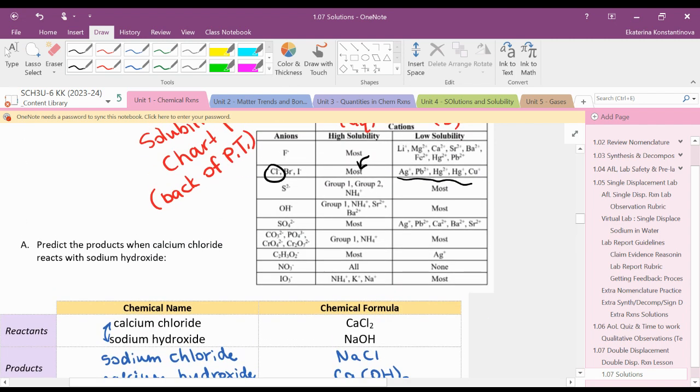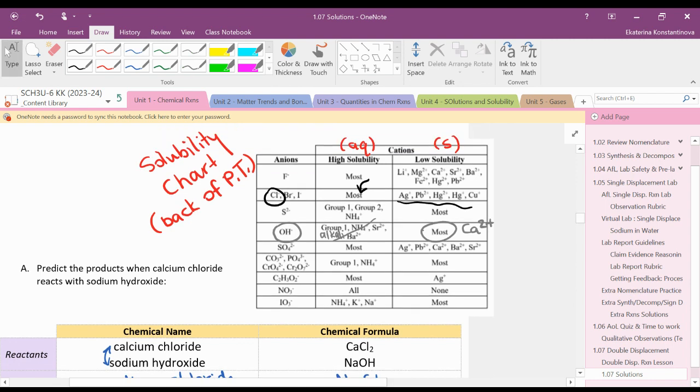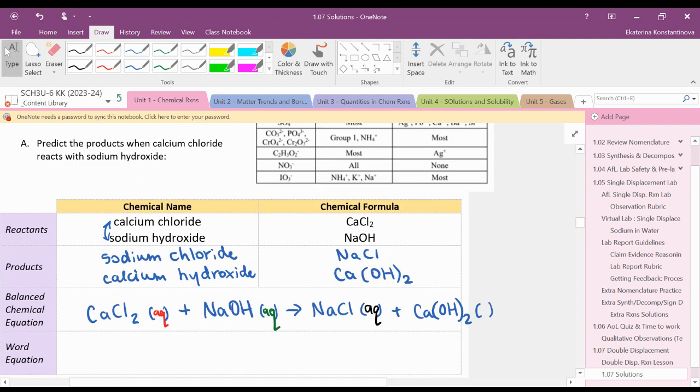And let me use a different color. Let's use gray. Okay, so here's hydroxide. Where is calcium? Well, calcium is not an alkali metal. It's an alkaline earth metal. It's not ammonium, it's not strontium, it's not barium. So it's nowhere in here. So calcium would be in this group of low solubility with hydroxide. So our state in this case has to be solid, right? Reminder that solid state means there's a precipitate.